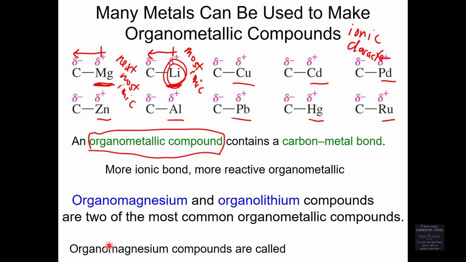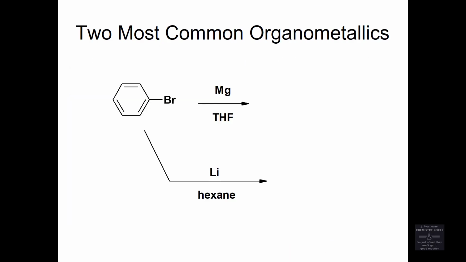Organometallics that are organomagnesiums are called Grignard reagents. We will talk about them as Grignard reagents a lot. Organomagnesiums, Grignards. Okay. How do you make these organometallics? Well, we're going to focus most specifically on those two that are the most reactive, but we will talk about those others later in our Unit 2 stuff.